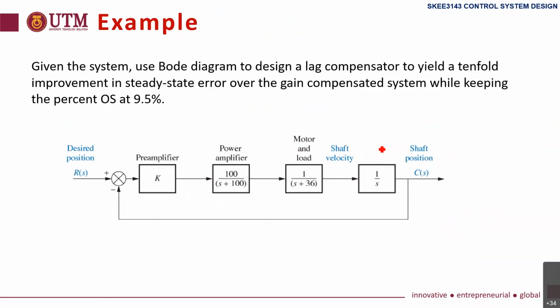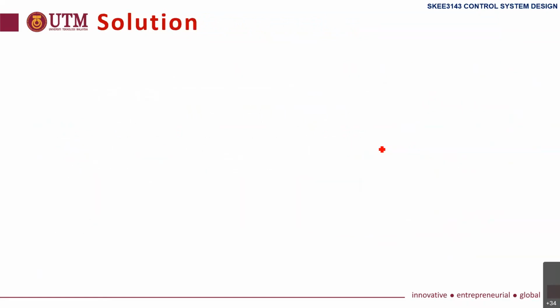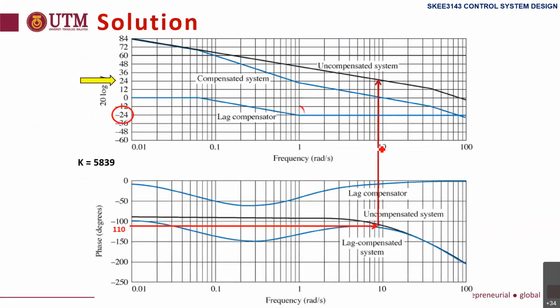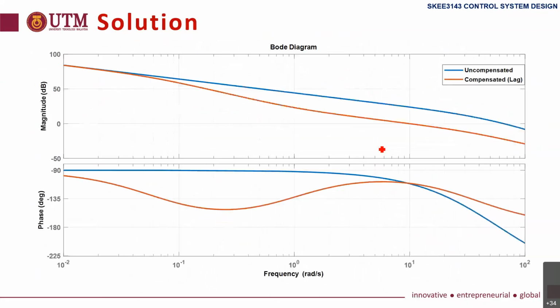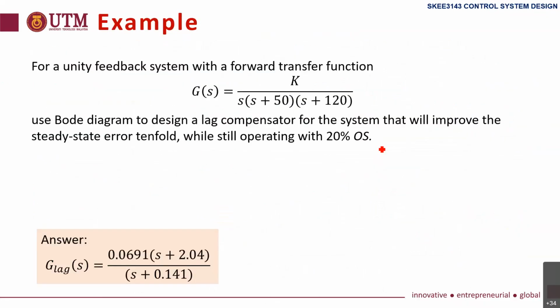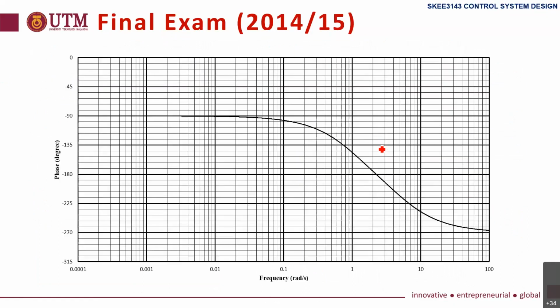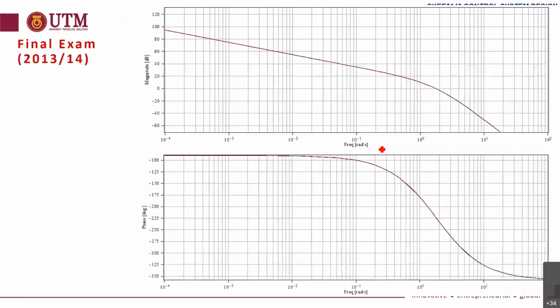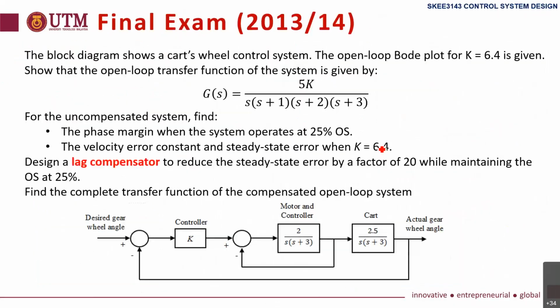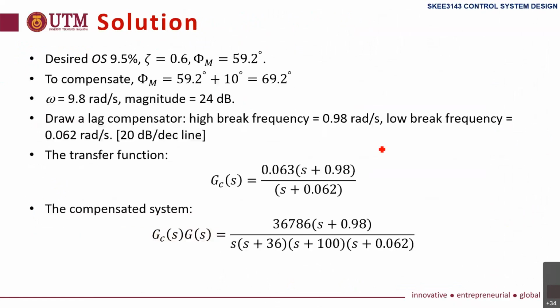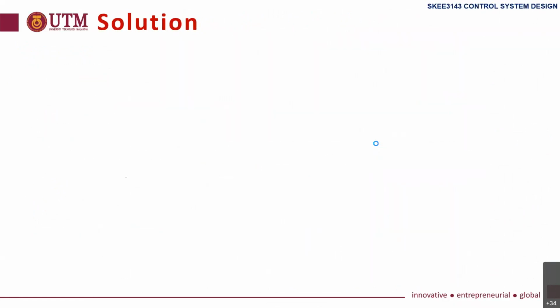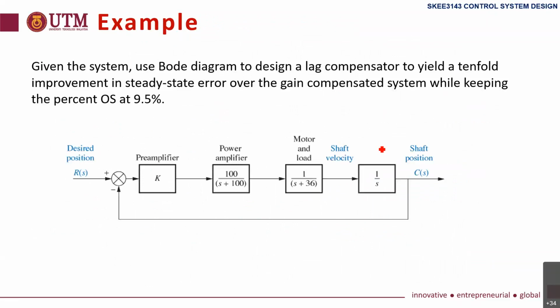We have one example taken from the textbook. Then we will have another example taken from the textbook. I give the answer. Then we will do a few past year questions, 2014-15 and 13-14, two past year questions. Hope that your understanding can be improved by doing those examples. Let's do the first one.